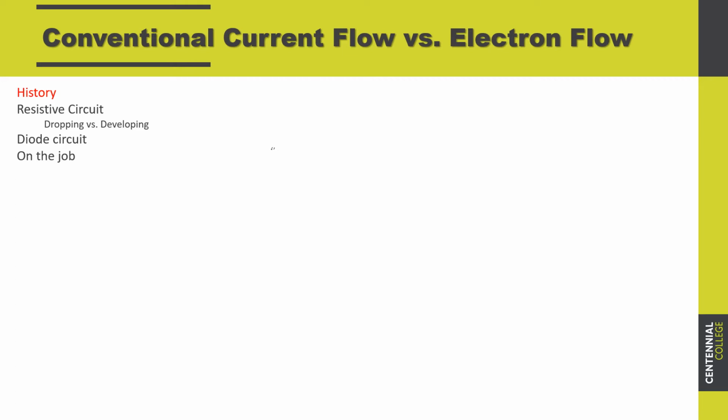It leads to questions such as which one is the correct one? Are some circuits conventional flow and some electron flow? And why is this a thing? Why is there confusion around this particular issue? So I'd like to take a few minutes and explain it to you.